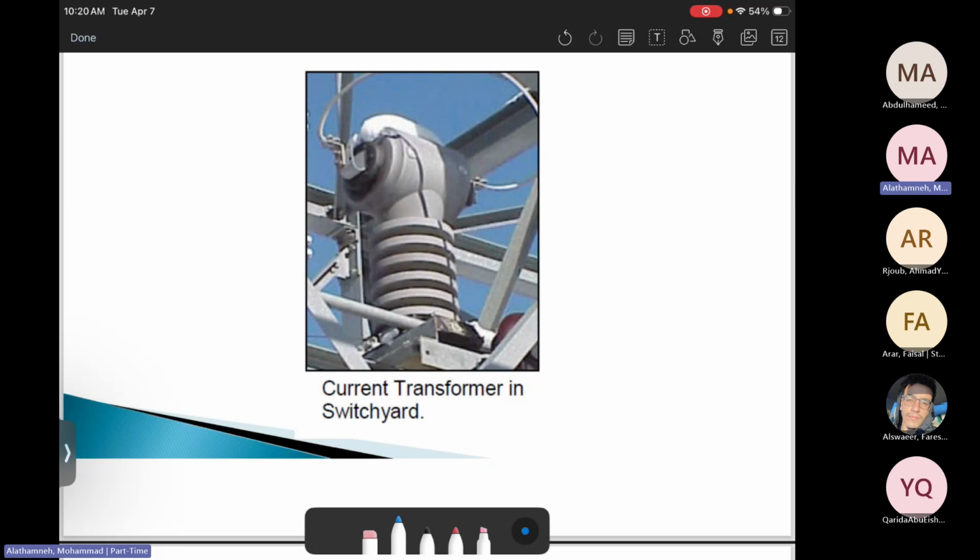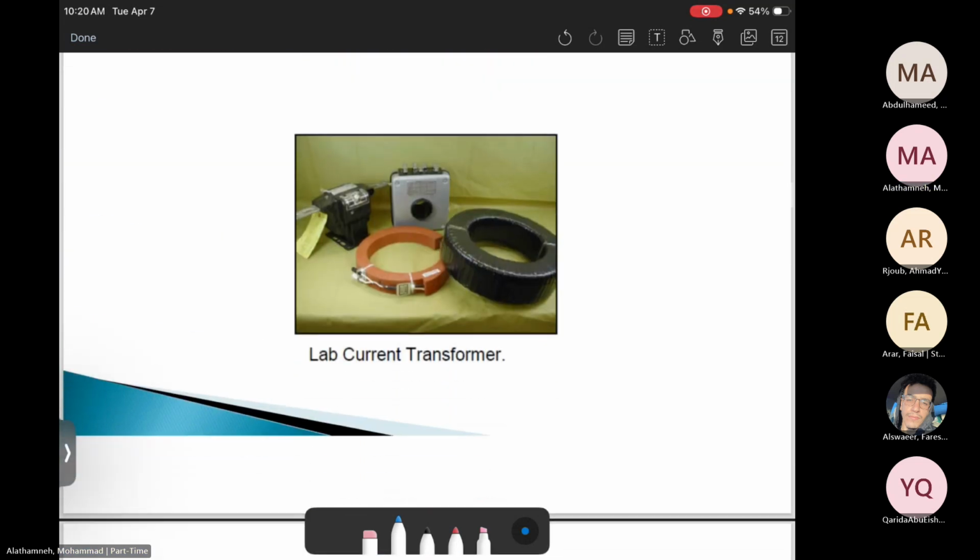Here's how the CT looks. You see at the top, there's a cylindrical shape. That's how we distinguish this CT, by the cylindrical shape. Sorry. This is the lab CT.